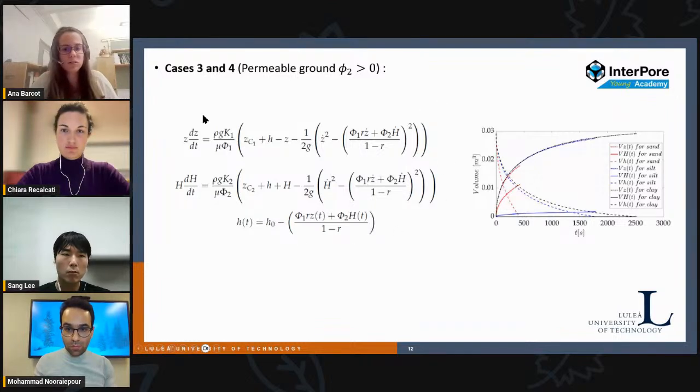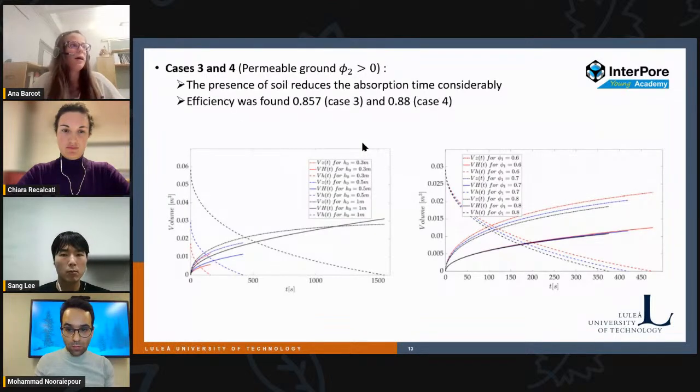I'm not going to go into details. This is just shown for case 3. Of course, for case 4, we need to include rain into the system. If you're interested in more details, of course, you can find it in the paper.